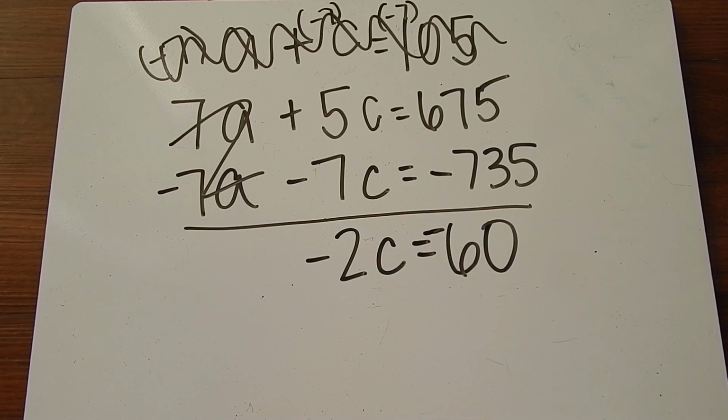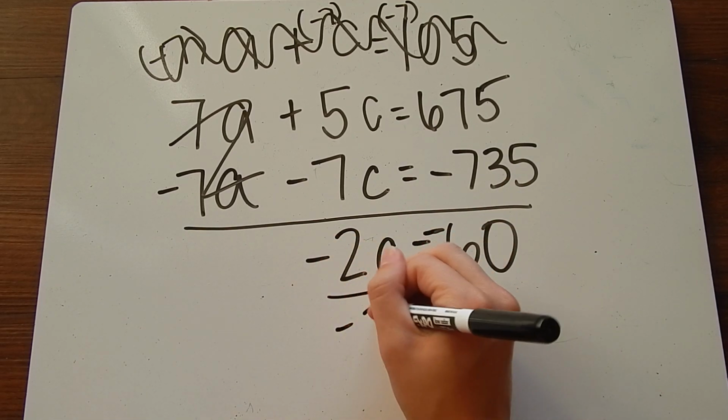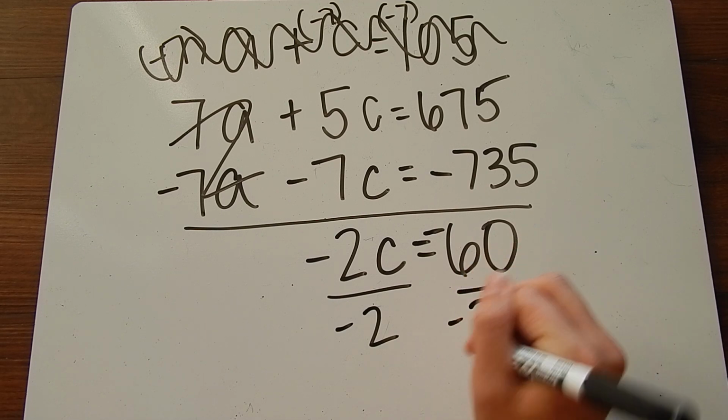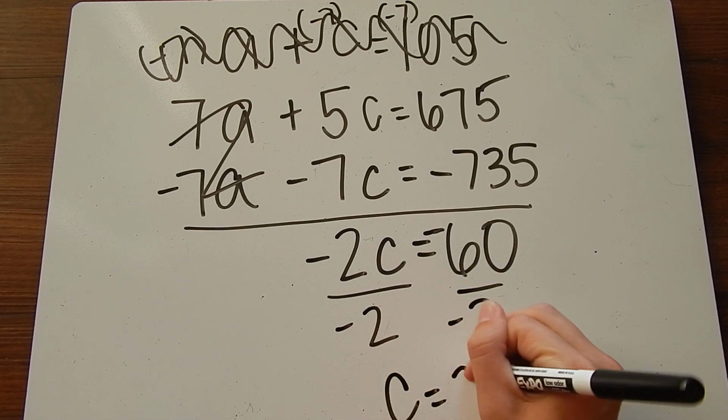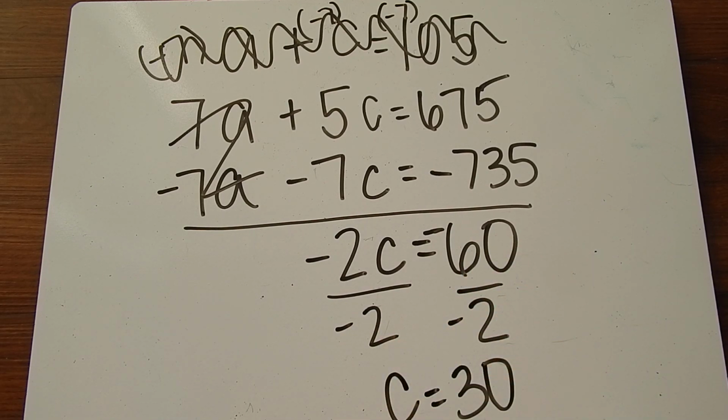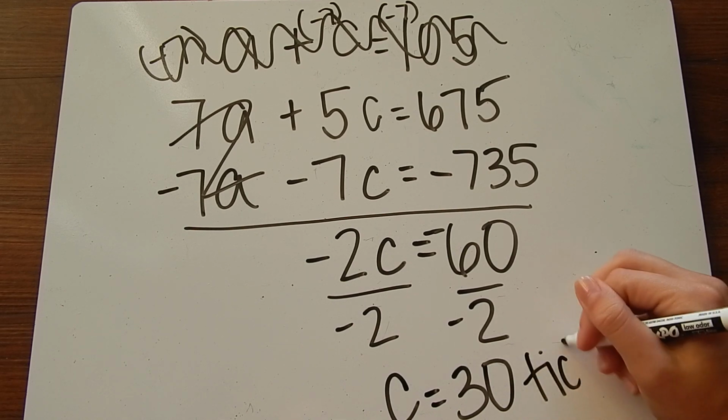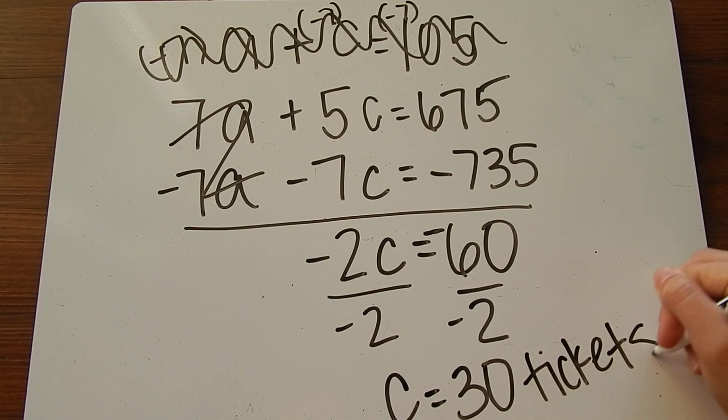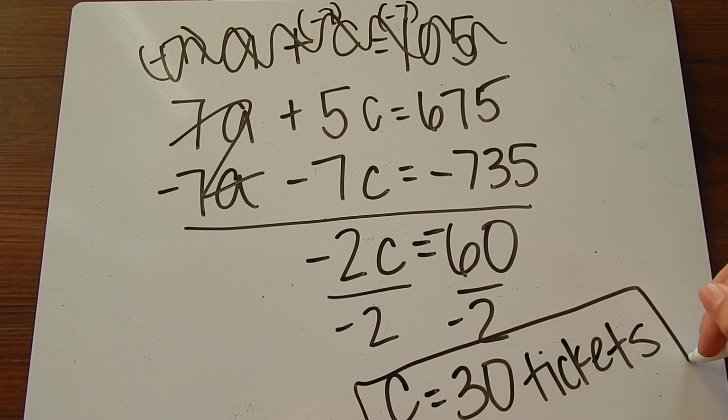To get C by itself, all I need to do is divide both sides by negative 2, and I get my answer. There are 30 children tickets that were sold.